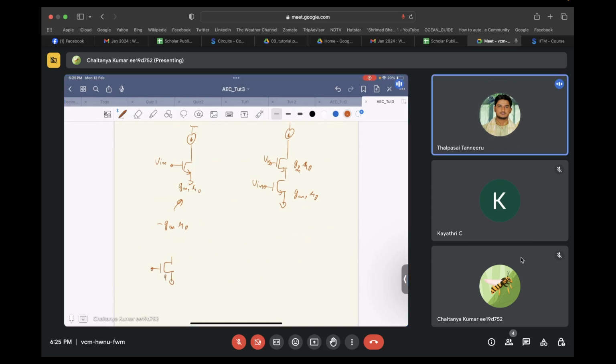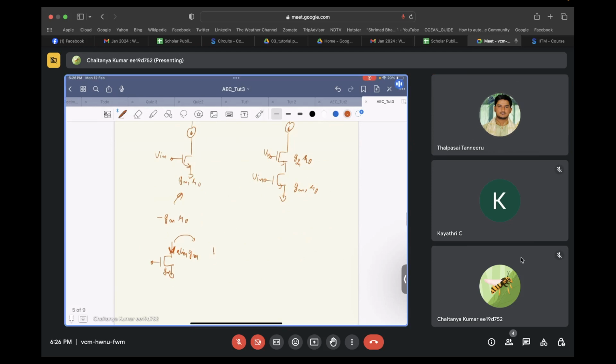This is some gm. It produces a downward current of Vin times gm, and this current goes into the output resistance of the circuit, that is ro, and your gain becomes minus gm times ro. Okay, now what happens in this circuit?